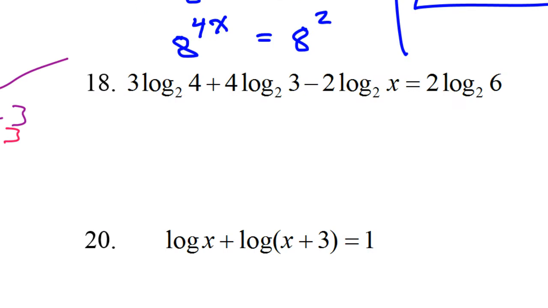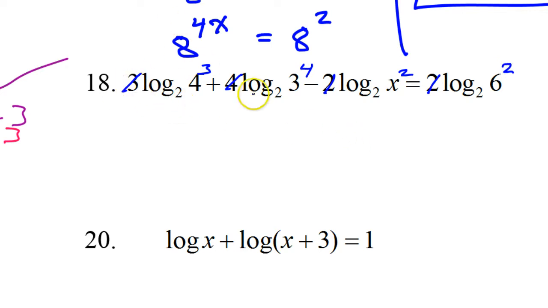In number 18, we're going to have to expand and condense. Well, condense. First of all, everywhere you see a number in the front, let's use the power rule and put that coefficient as an exponent. So this 3 is going to become third power. This 4 is going to become fourth power. This 2 is going to become squared. And this 2 right there is also going to become squared.